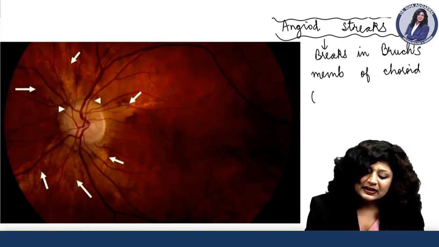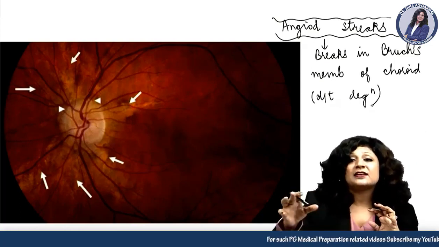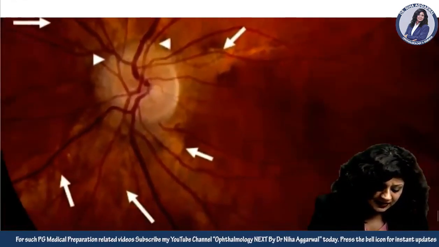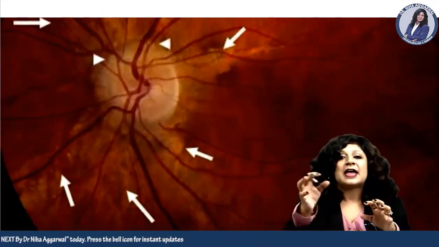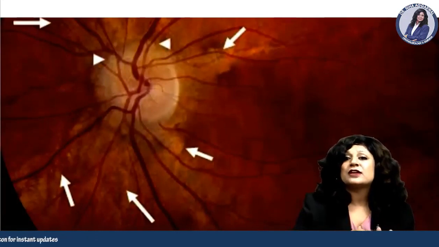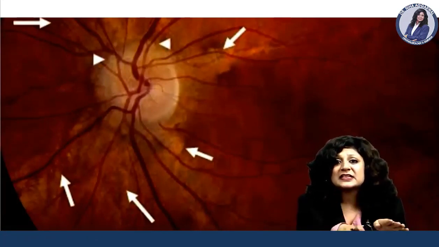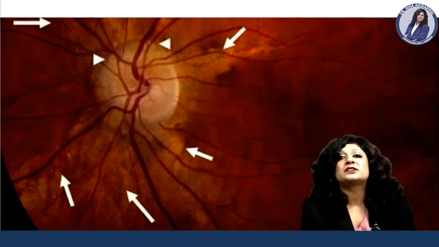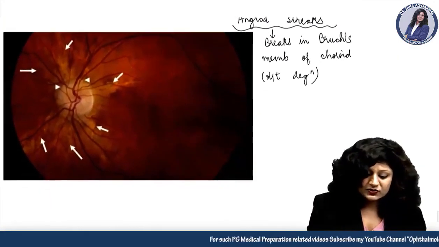These breaks are actually due to degeneration and they look like irregular lines. They look just like lines. If you see here, they are very fine lines that you are getting on the fundus, and these lines are visible due to the breaks in the basal lamina of the choroid. Basal lamina means the Bruch's membrane. Now what can be the causes of this angioid streak?